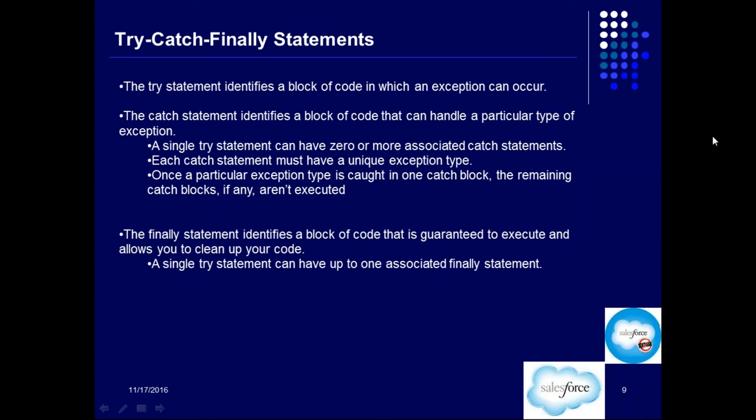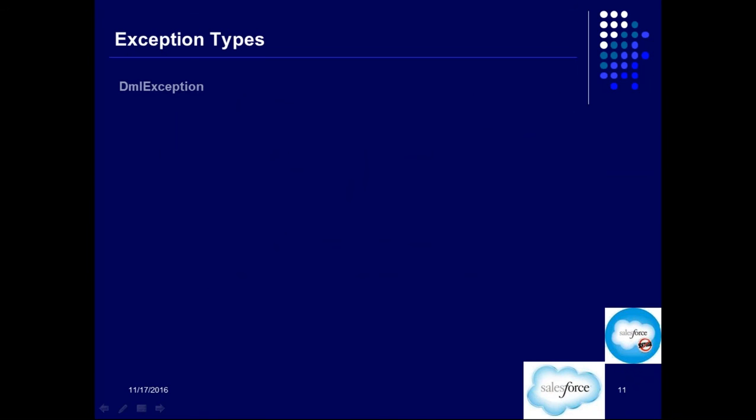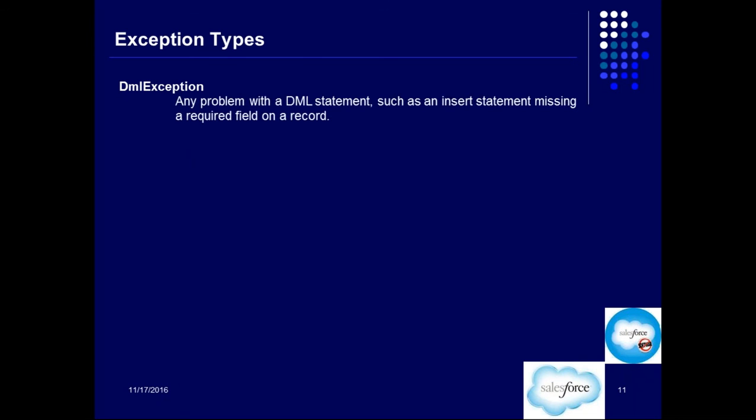Now the next thing that we have to understand is the exception type. What are the different types of exceptions that we usually have? I told you in the catch block you have to define the exception type, right? The exception types available which we can use in catch blocks: first is a DML exception. What is a DML exception? Any problem with a DML statement, such as an insert statement missing a required field on a record. Any problem with the DML statement is basically caught using the DML exception.